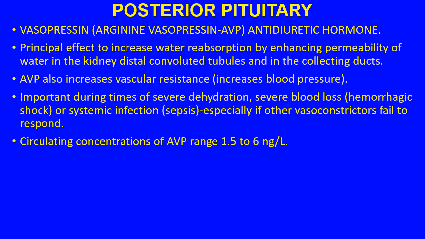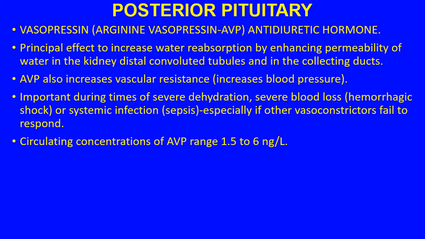Now, it's important during times of severe dehydration, severe blood loss, such as hemorrhagic shock, or systemic infection, such as sepsis, especially if the other vasoconstrictors fail to respond. So AVP is absolutely essential if you have someone who is just coming into the emergency room. They have been stabbed. They've lost 10, 20% of their blood. They've got AVP that's pumping away, and it's basically causing vasoconstriction to keep the blood pressure up. Okay? But we'll get more into that in a little bit.